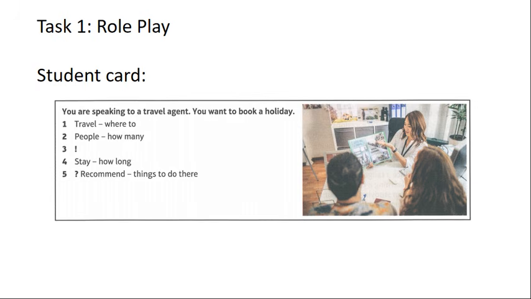Then number 5 starts with a question mark. Then it has the words recommend and things to do there. This is where you have to ask a question to the examiner, who is the travel agent, and you should include the words recommend and things to do there. The examiner will say, do you have a question for me?